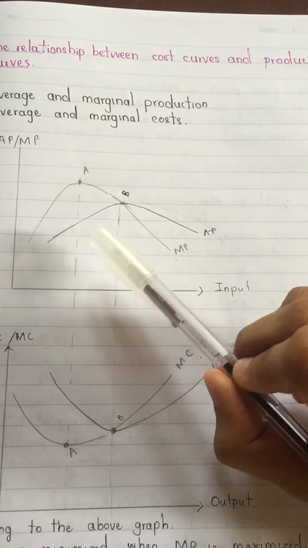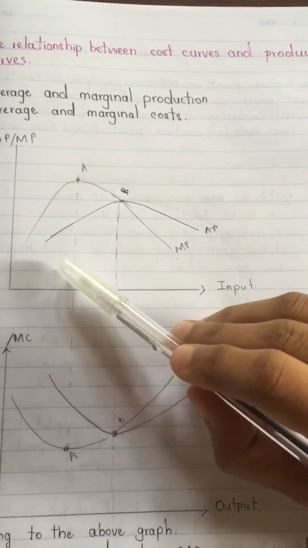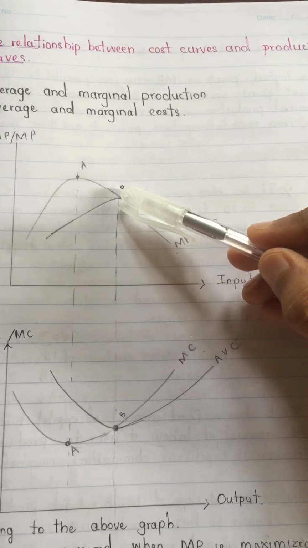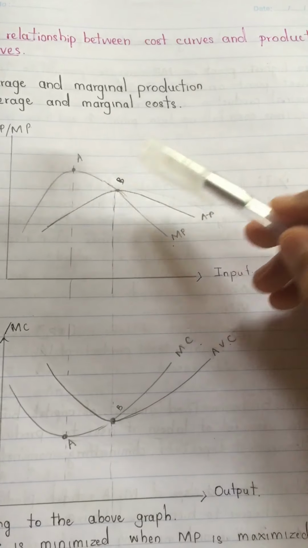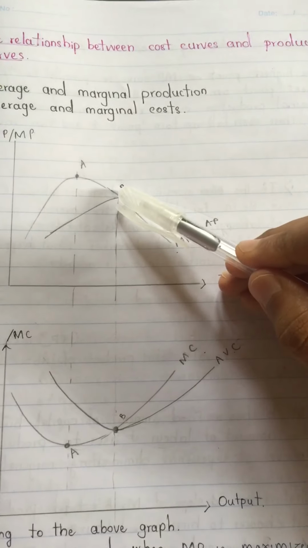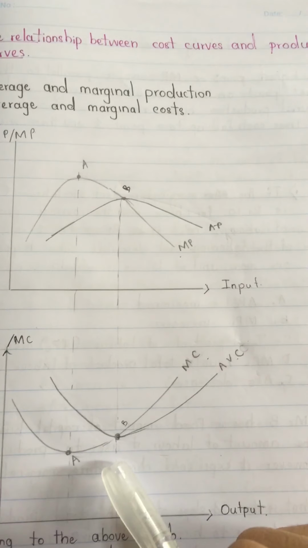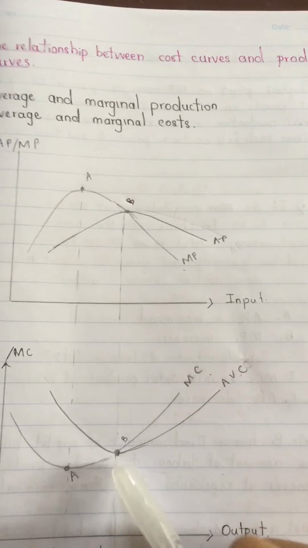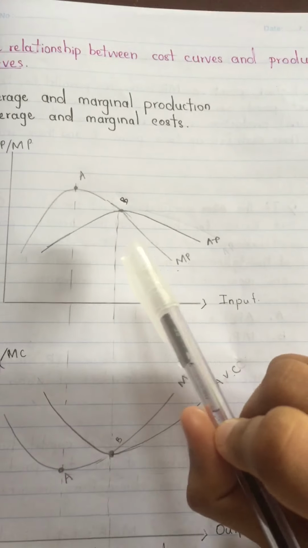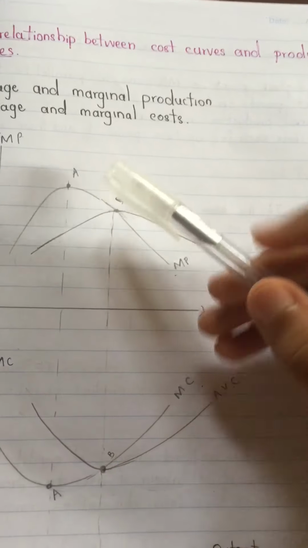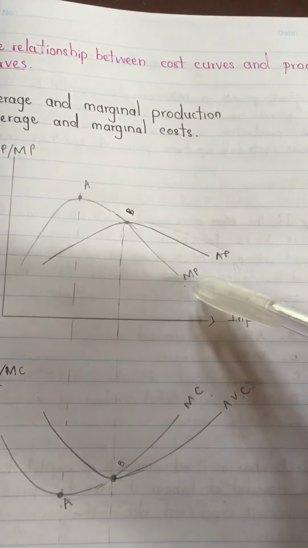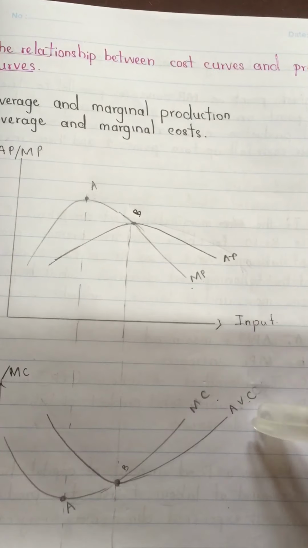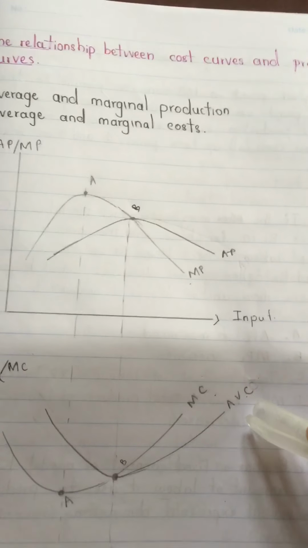So next I would like to talk about the average product curve. The average product curve is representing the B point at its highest point. Average product at its highest shows the average variable cost at its minimum level here, B point. So you can see here marginal product and marginal cost, and average product and average variable cost curves are mirror reflections.